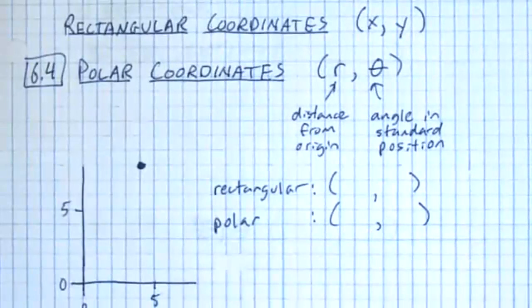Y'all remember coterminal angles? Can you give me a coterminal angle for, say, 90 degrees? A coterminal angle is 450 because 90 plus 360 is 450. What's another coterminal angle for 90 degrees and 450 degrees? Negative 270 would be a coterminal angle because 90 minus 360 is negative 270.